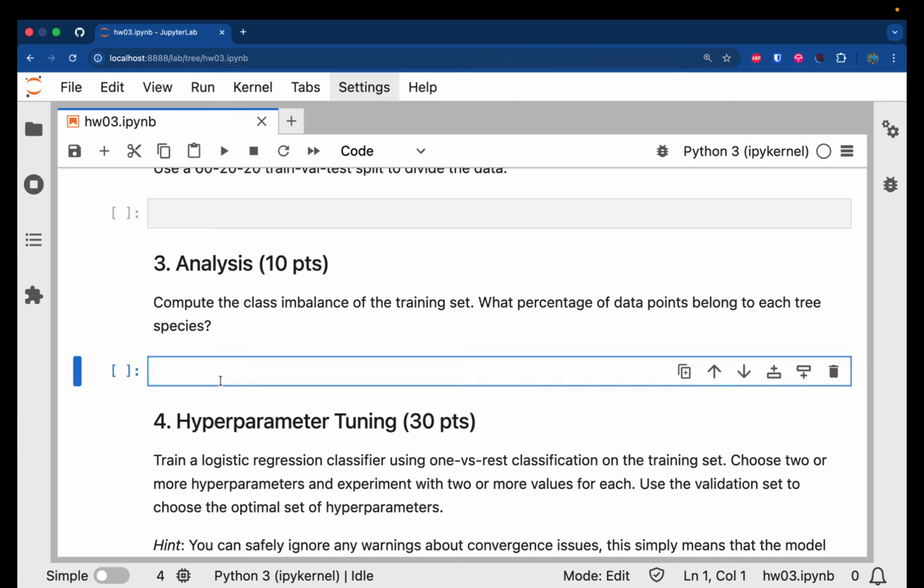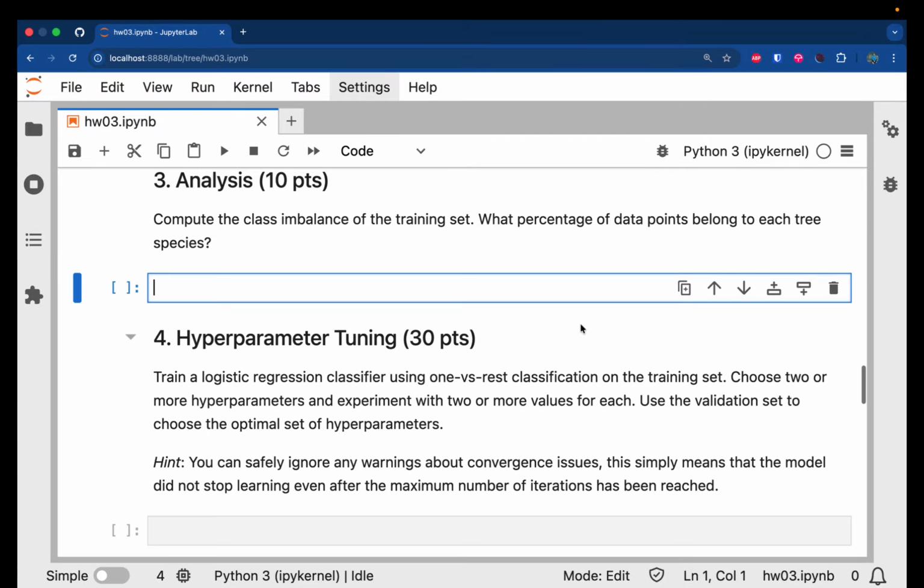The next thing I want you to do is just some quick statistics on the data set. What is the class imbalance of this data set? Are certain trees much more common than others? So what percentage of data points belong to each species?